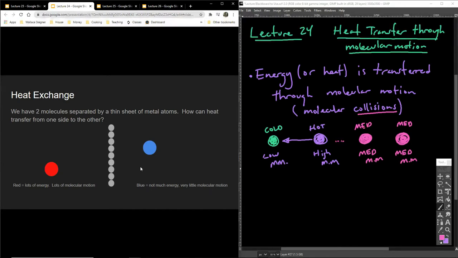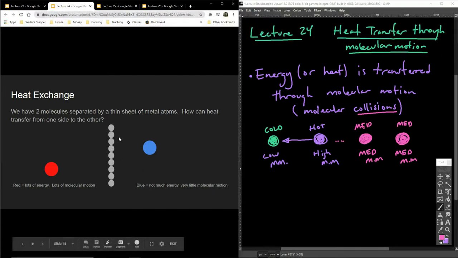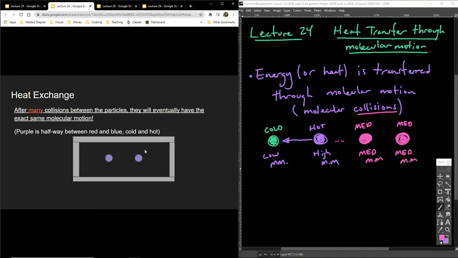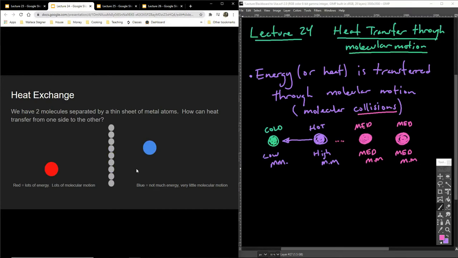So, let's say we have two molecules separated by a thin sheet of metal atoms. So this could be any sort of metal. I don't really care. Let's just say it's iron or aluminum. It's like a baking sheet for your cookies. How is heat going to transfer from one side to the other? Because in here there was no barrier. Okay. Now we have a barrier.